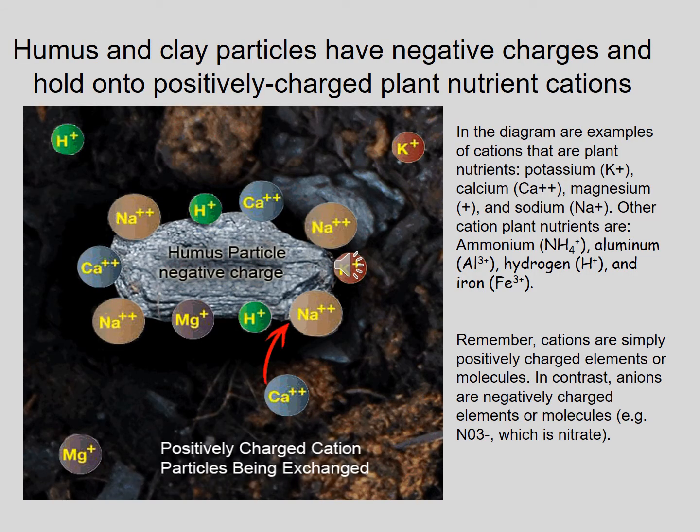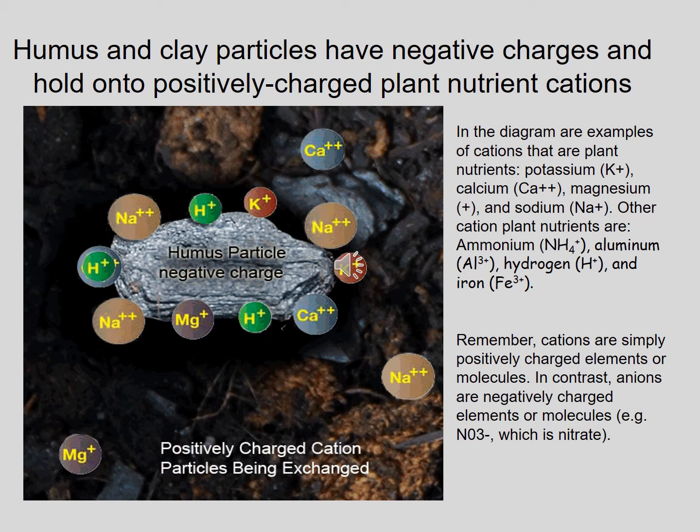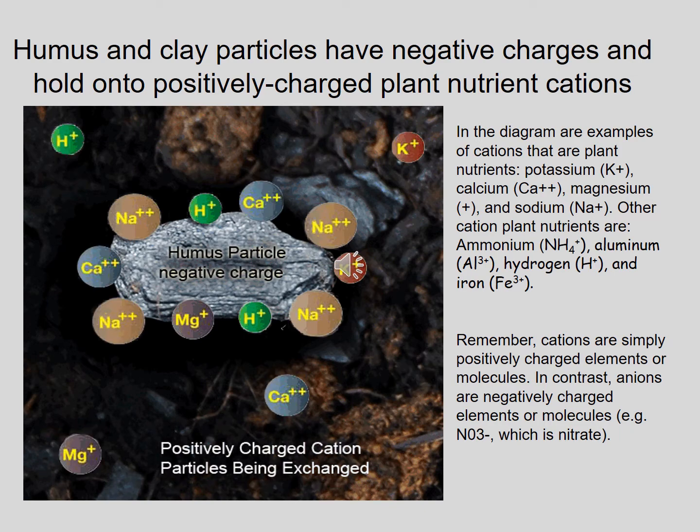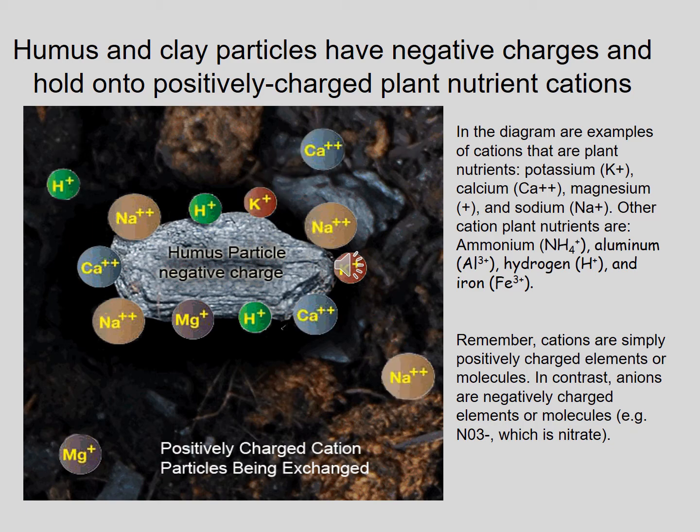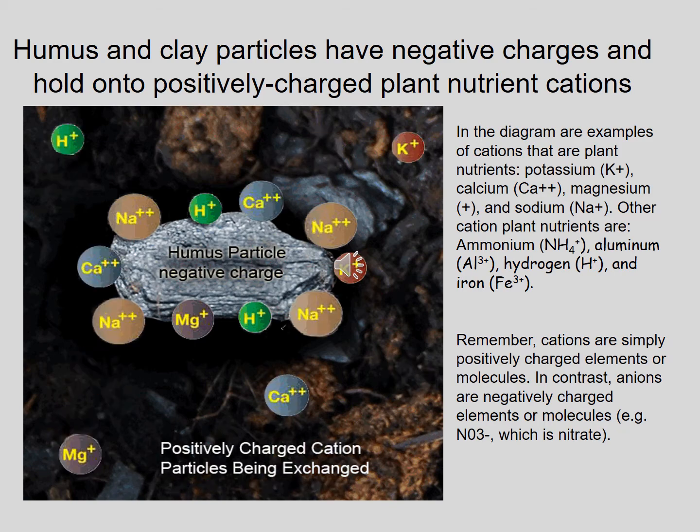Humus is the decomposed organic matter in the soil, and it's actually a very complex substance. It's dark and rich and kind of gooey, and it is full of lots of different types of molecules, some not all identified. But humus and clay particles have negative charges on the outside of them, and they attract positively charged plant nutrients like calcium or magnesium, potassium, things like that.